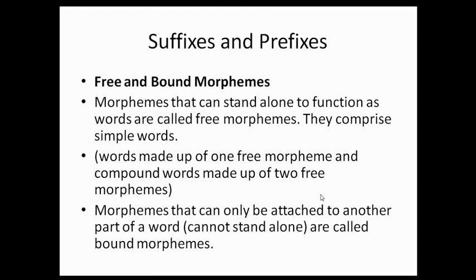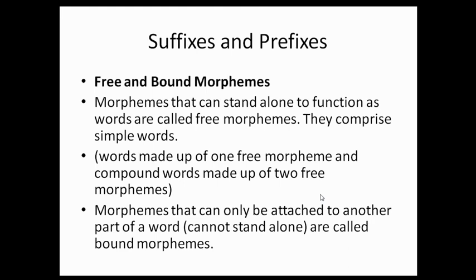Now, which morphemes are called free morphemes? Morphemes that can stand alone to function as words are called free morphemes. They comprise simple, small words which cannot be divided further. For example, the, on, well, talk, run. These are simple words and they are called free morphemes because they can stand alone to function as words.